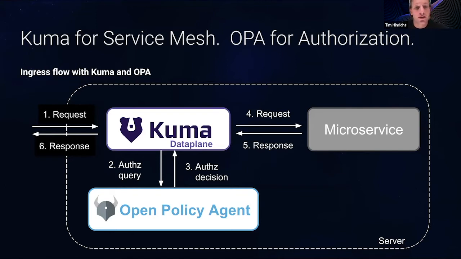If OPA decides to deny the request, then Kuma might return a 403 or drop it on the floor or whatever it's configured to do. If, on the other hand, OPA decides that the request is allowed, then Kuma will send that request, in step 4, over to the microservice, where the microservice can handle it the way it always would and return a response. Again, Kuma would then send that response back out to the caller. So this is one very clean and simple way of implementing service mesh level authorization. We'll see a demo of this in a little bit.